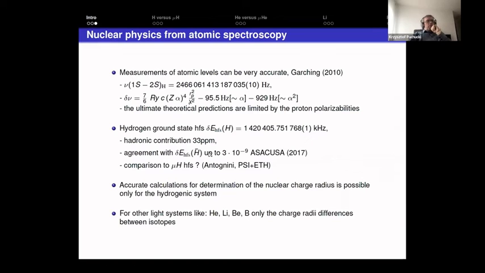It was interesting to observe that the hyperfine splitting of hydrogen agrees with that of the anti-hydrogen. In principle, they should agree if CPT is not violated, but it is very interesting to check that indeed the hyperfine splitting of anti-hydrogen is the same as in hydrogen with a precision of 10 to the minus 9, which is a good comparison. What is very interesting is to compare the hyperfine splitting of hydrogen with the muonic hydrogen.